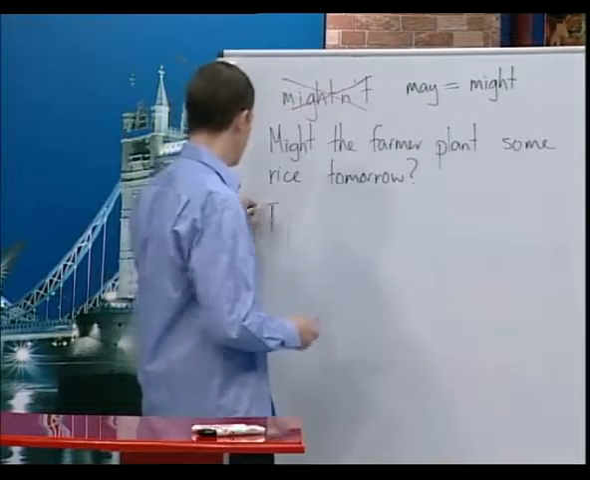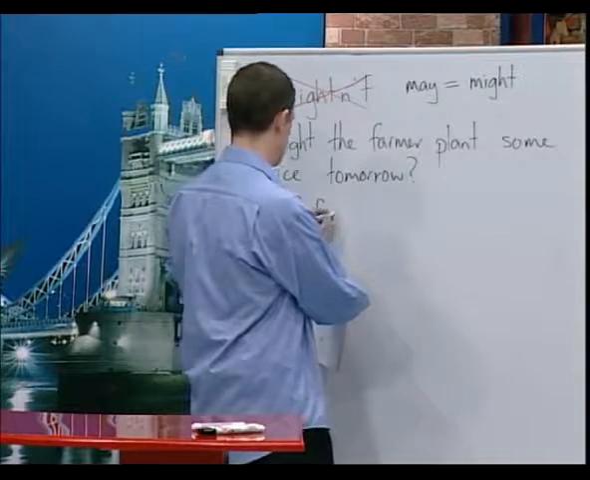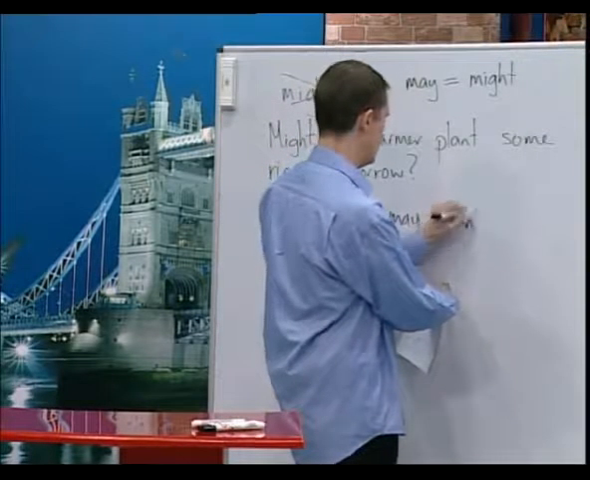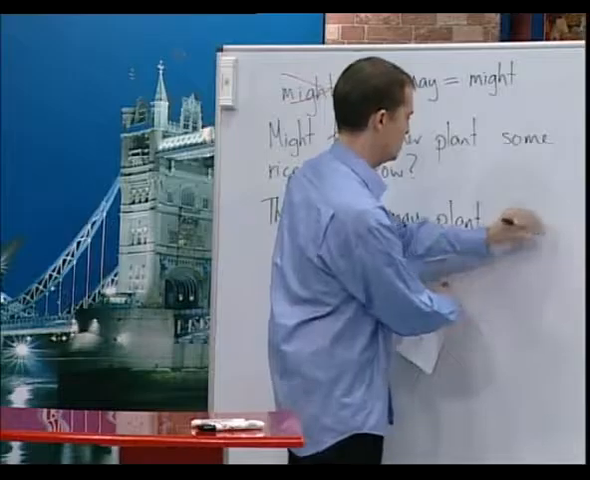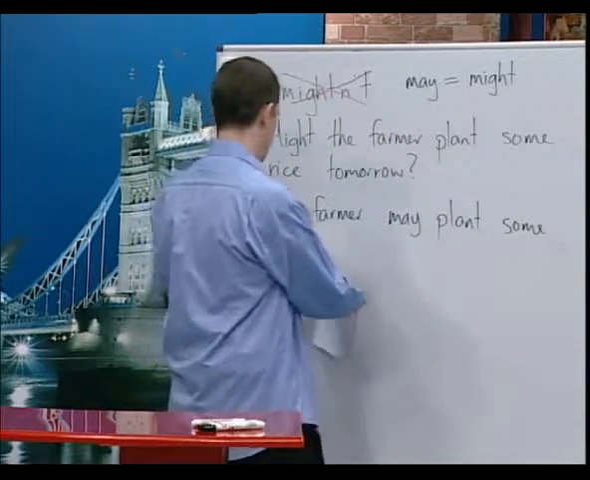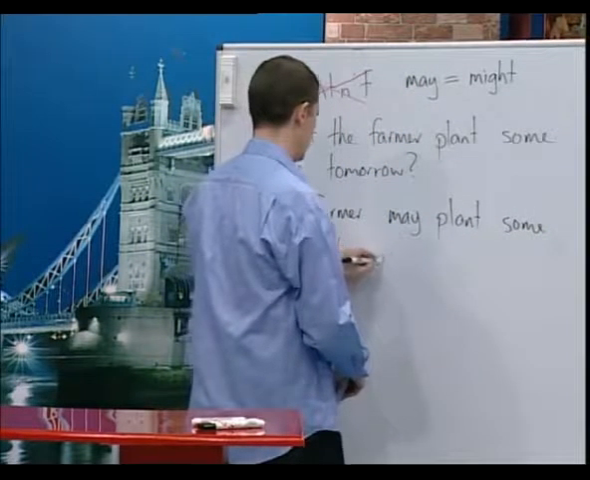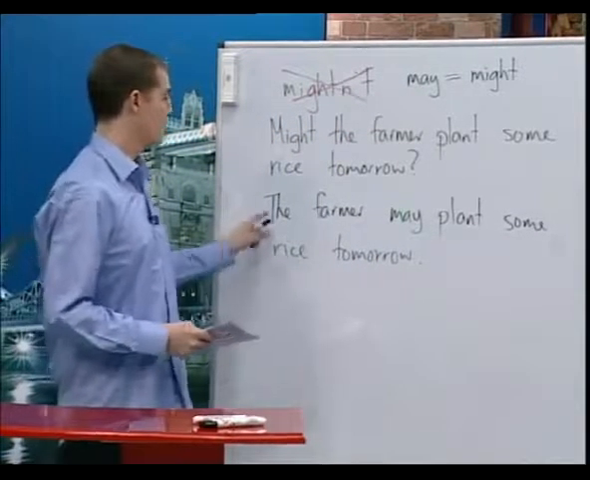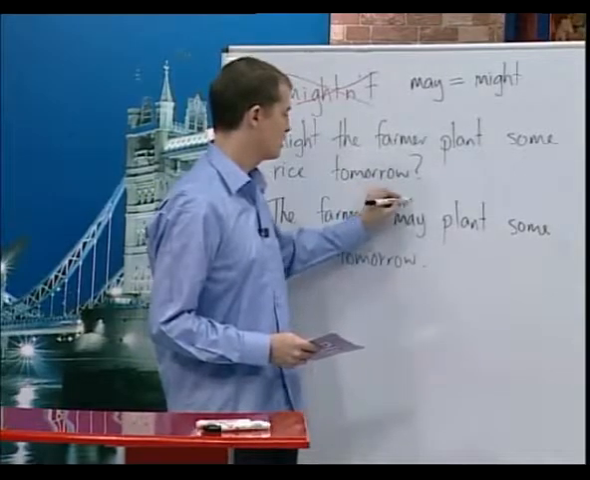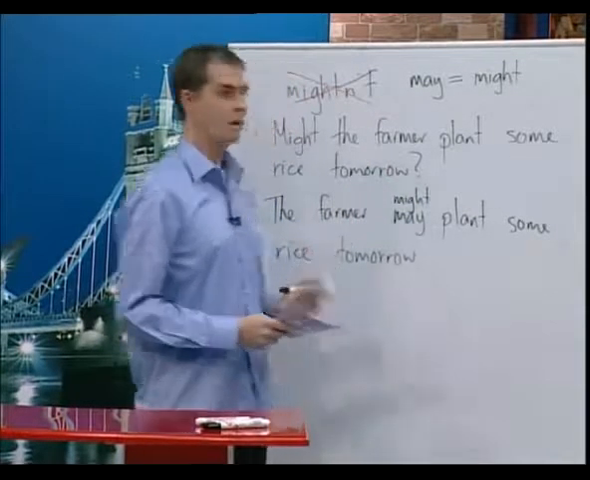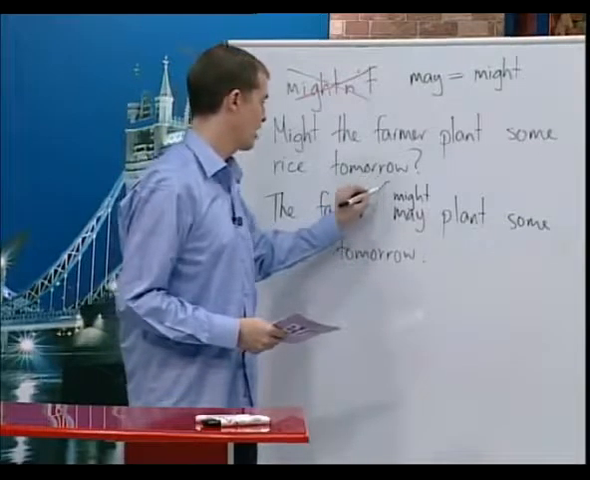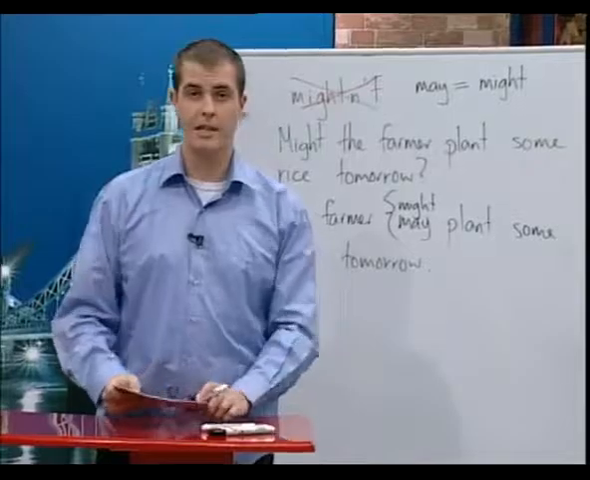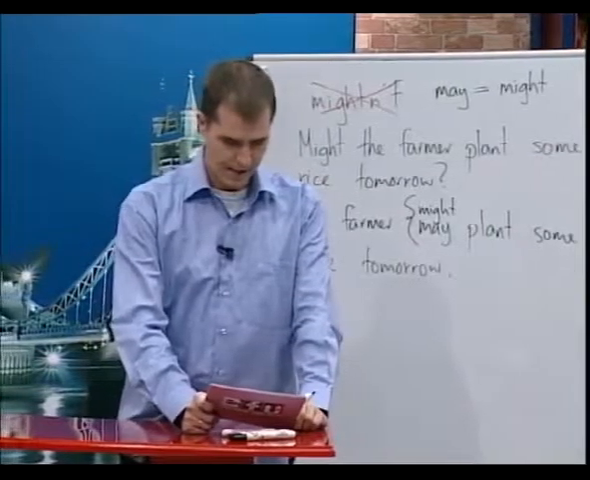The farmer may plant some rice tomorrow. This is the same as the farmer might plant some rice tomorrow. They are the same. Let's practice these now. Okay. Let's look at might.